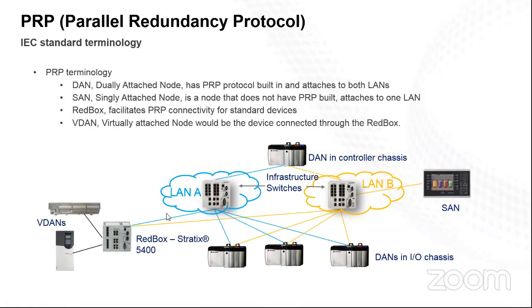And what this red box allows you to do is to connect other devices that don't have PRP inherently in them, but you still want that information on LAN A and LAN B. And so these devices here, this is a drive and a Flex IO stick. Those are called VDANs, or virtually dual attached nodes. And so you do have that one piece of singularity, a single point of failure here, but once you go through that red box, that information is on both LAN A and LAN B. So that's a quick overview of the terminology.